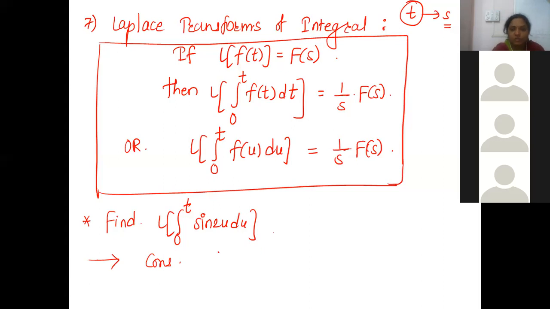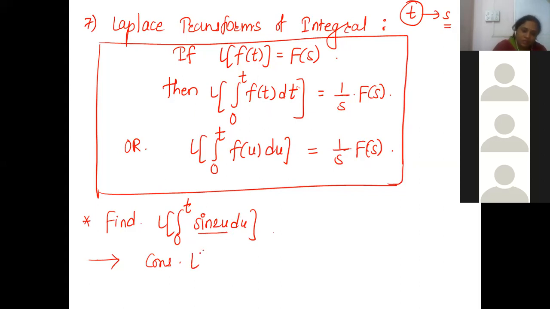What will you first consider, and what is the property? Can you just consider sin 2t? On that, you have to take the integration of sin 2t with respect to t from 0 to t. That is the property: integration from 0 to t of f(t) dt. And you can just change the variable t to u.